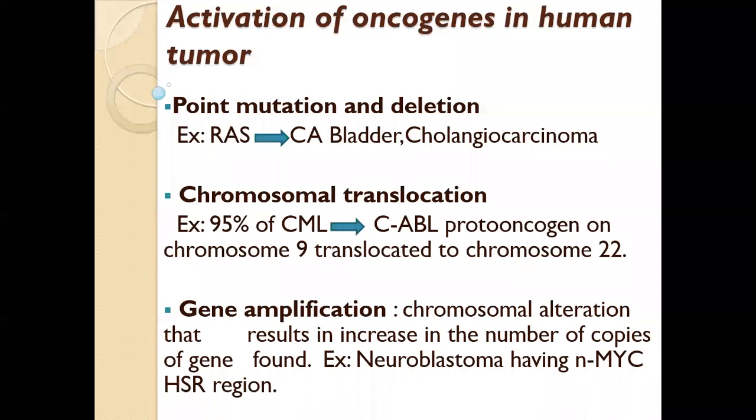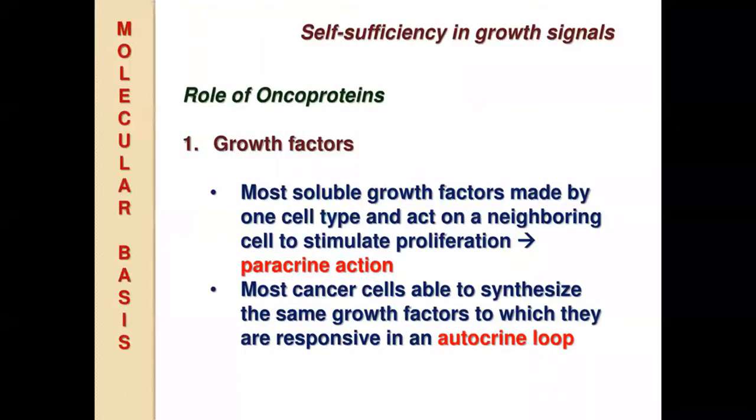The third method of activation of oncogenes in human tumors is gene amplification. What is gene amplification? It is a chromosomal alteration that results in an increase in the number of copies of a gene. An example of gene amplification is neuroblastoma having the N-MYC HSR region. The role of oncoproteins.